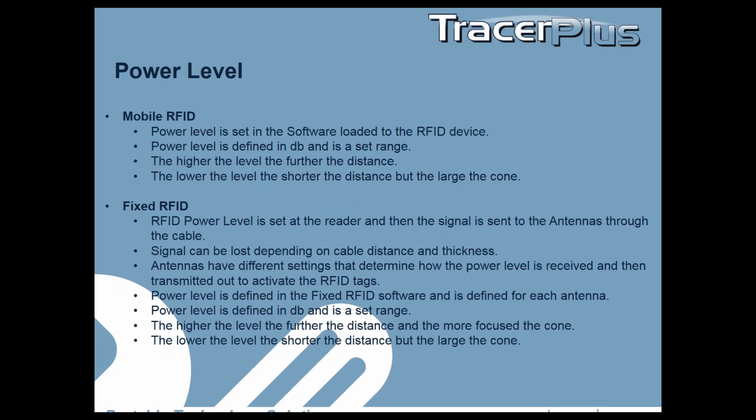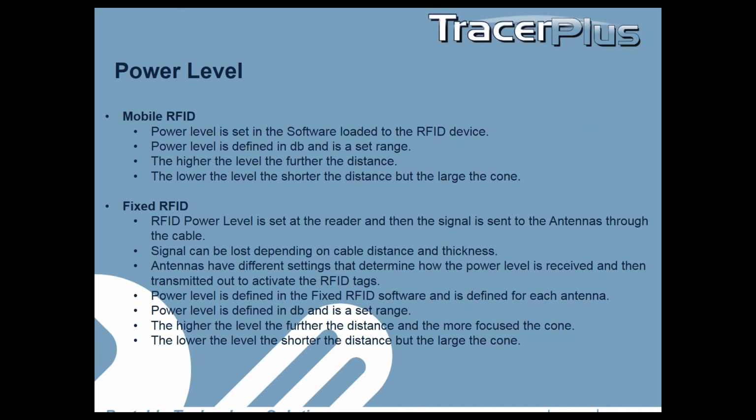All right, so one of the main factors in choosing an RFID system is the power level. This determines what power you're outputting from the reader and how well that performs based on the antennas or the tags you're using. For a mobile RFID system, the power level is set in the software loaded to the device. If you're using our Tracer Plus software, you can set the power level you want it to read at. It's defined in dBs and is typically a set range supported by that particular reader.